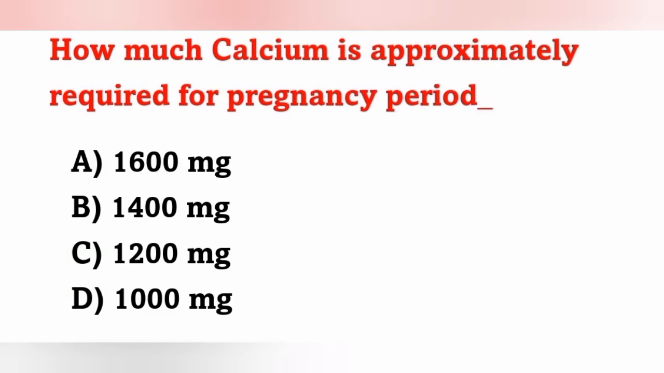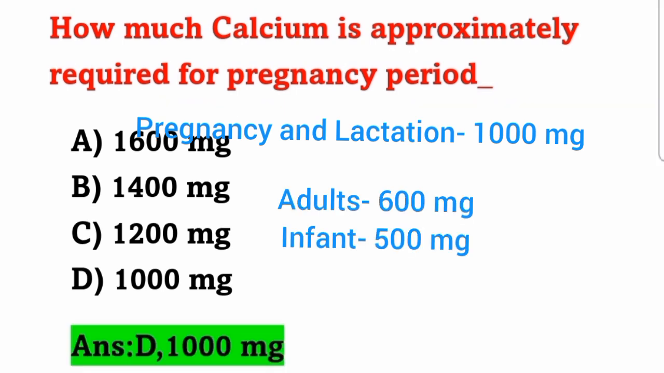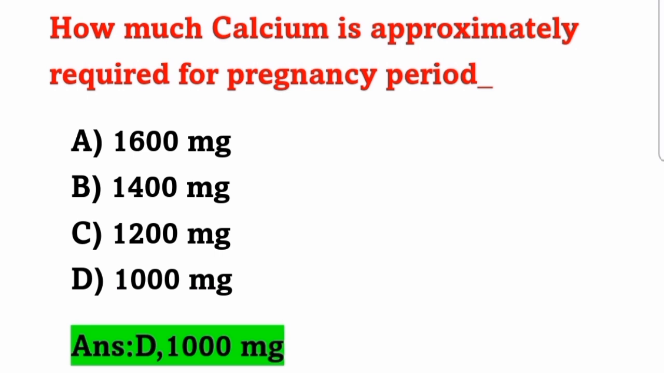How much calcium is approximately required for pregnancy period? Options, option A 1600 milligram, option B 1400 milligram, option C 1200 milligram, option D 1000 milligram. Our question, calcium requirement during pregnancy. For both pregnancy and lactation, the calcium requirement is 1000 milligram. Option D is the correct answer. And calcium requirement for adults 600 milligram, infants 500 milligram, pregnancy and lactation 1000 milligram.